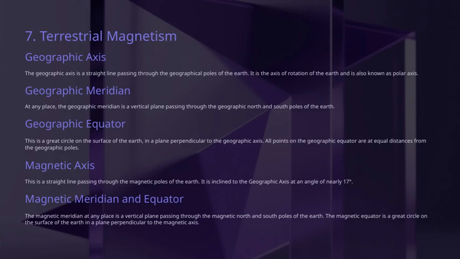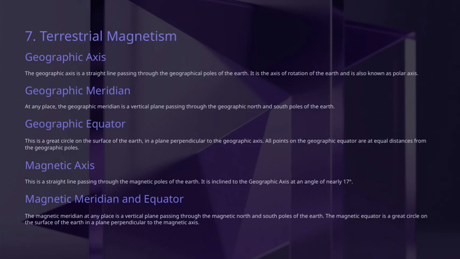The geographic equator, which is the Earth's main dividing line between the northern and southern hemispheres, is a great circle on the surface of the Earth. All points along this line are equidistant from the geographic poles, which is fundamental in navigation and geography. Finally, the geographic meridian is a vertical plane passing through the Earth's geographic north and south poles.